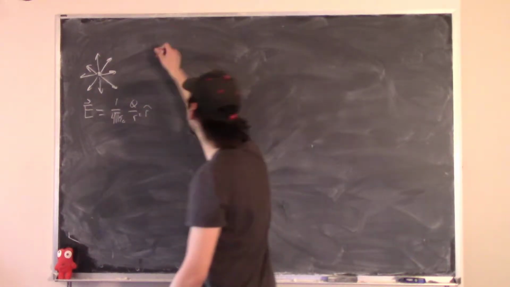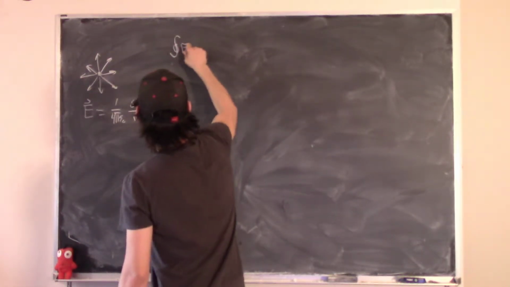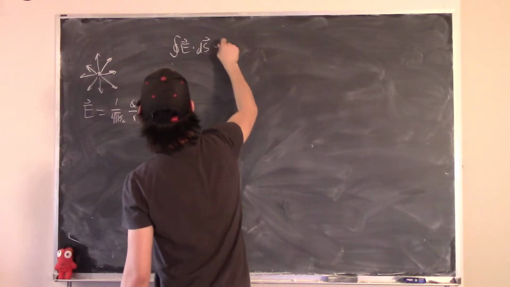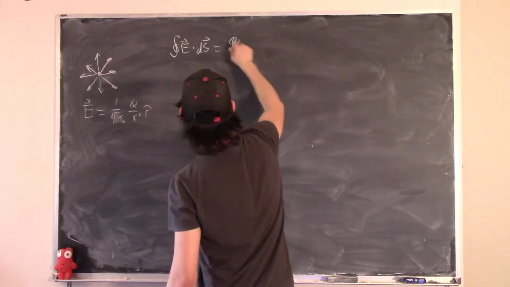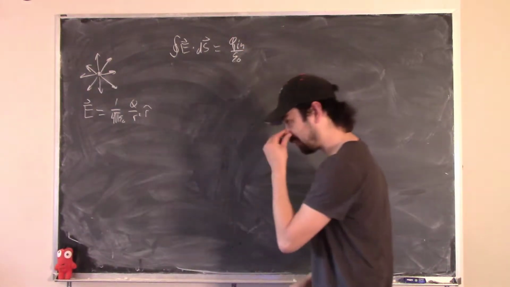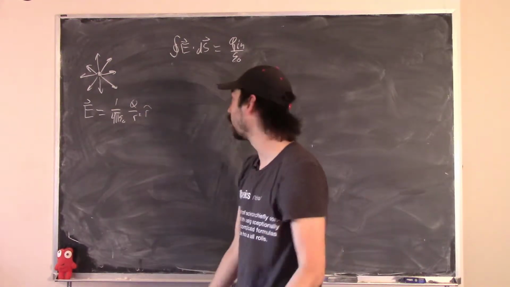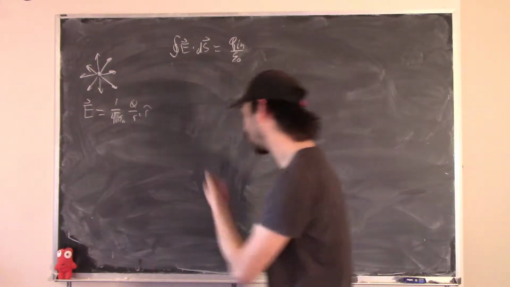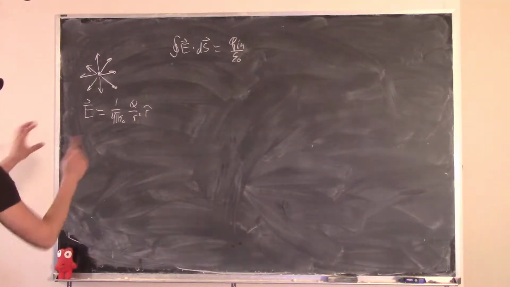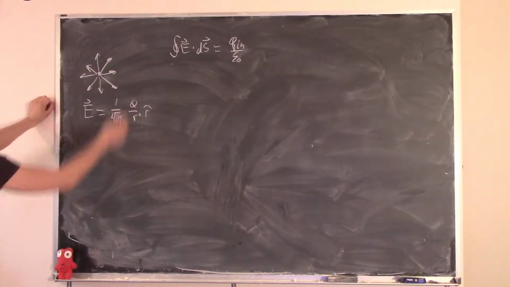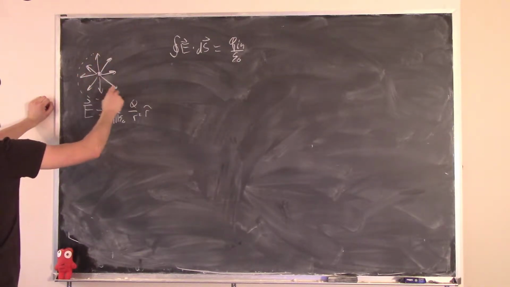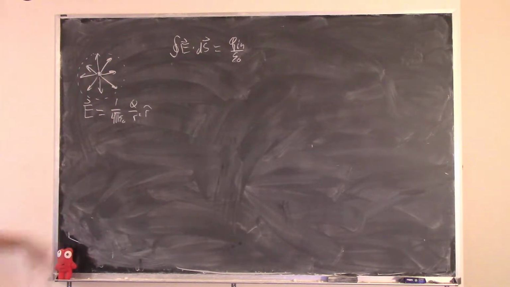So, to remind you, Gauss's law says the integral of E dot dS is equal to q in divided by epsilon naught. And because this electric field exhibits some spherical symmetry, we want to draw some Gaussian surface around this to make use of that. And the Gaussian surface that we would use would be a sphere.